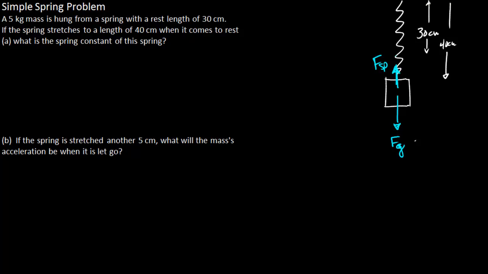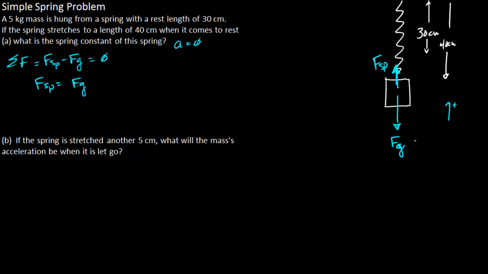Now, in part A of our problem, it says this is what happens when the mass comes to rest. So we can assume that for part A, the acceleration equals 0 if it's at rest, and our mass is in equilibrium. We can write a Newton's second law equation for this. So it's the sum of forces. We only have one direction here, I'm going to call up positive. It is equal to the spring force minus the gravitational force. This is going to equal 0, which tells us the spring force must be equal to the gravitational force.